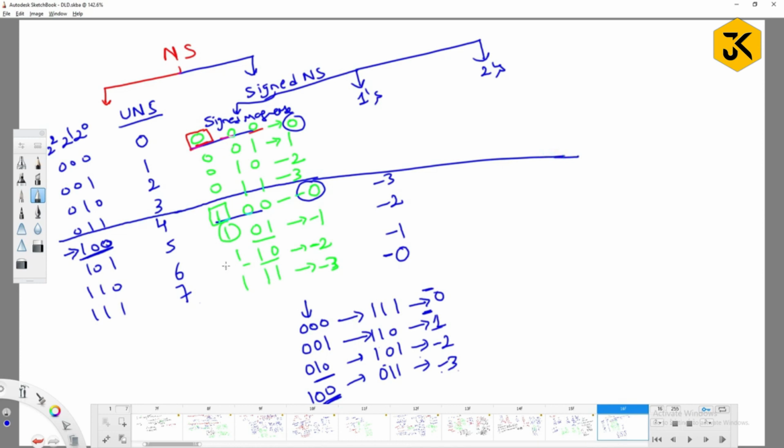I just divided into two parts only. One is the positive part, another one is the negative part. So I hope you got up to here. 100 will act as minus 3. And the remaining part as it is above should be worked as it is.